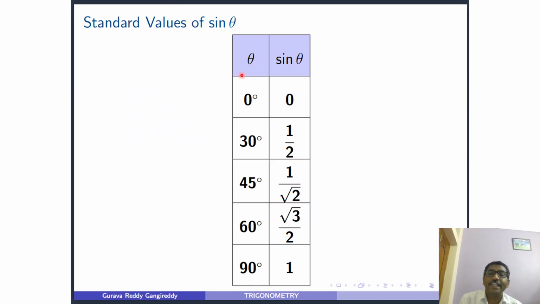Standard values of sine theta. For theta equal to 0 degrees, sine 0 equal to 0. For theta equal to 30 degrees, sine 30 degrees equal to 1 by 2. For theta equal to 45 degrees, sine 45 equal to 1 by root 2. For theta equal to 60 degrees, sine 60 degrees equal to root 3 by 2. For theta equal to 90 degrees, sine 90 degrees equal to 1.